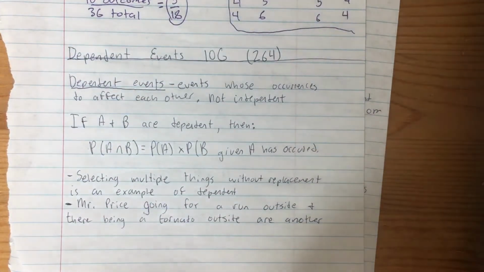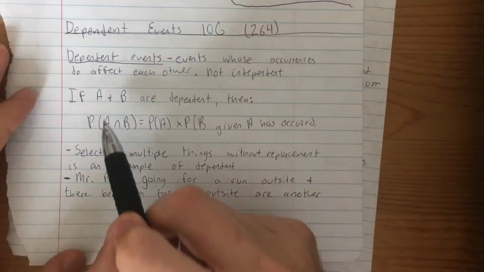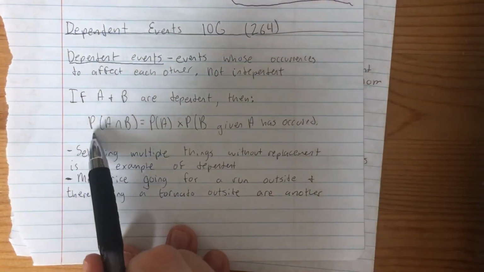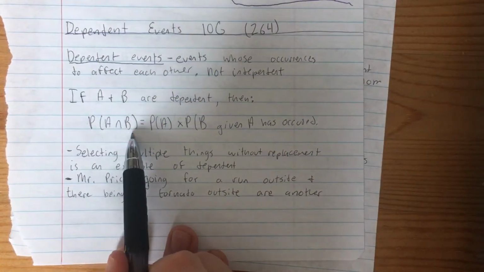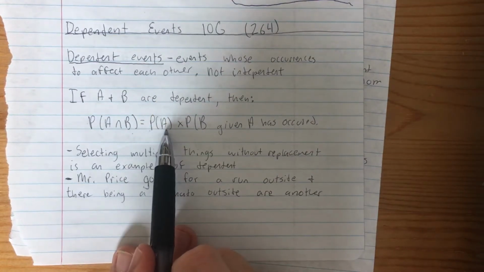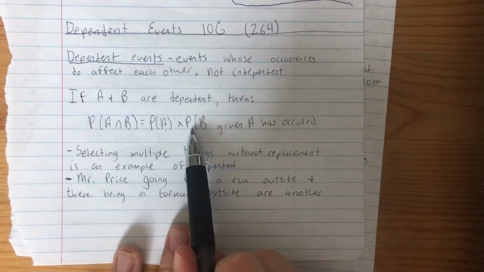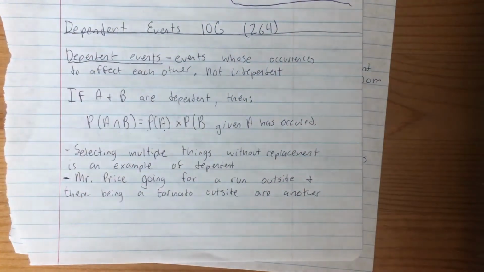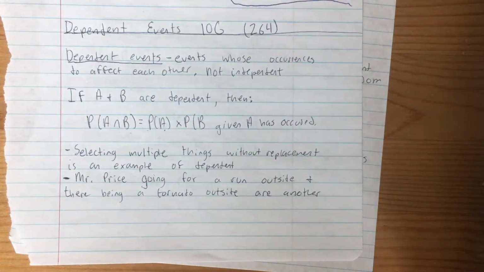The way that you all will calculate this probability is that if A and B are dependent, then you calculate the probability of A and B by doing the probability of A times the probability of B after A has happened, given that it has happened. Selecting multiple things without replacement is one of the more common examples of dependent events, and we're going to look at that here in just a second.